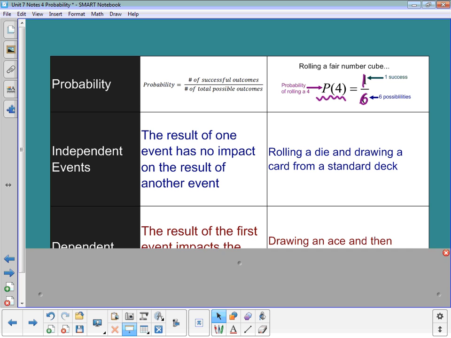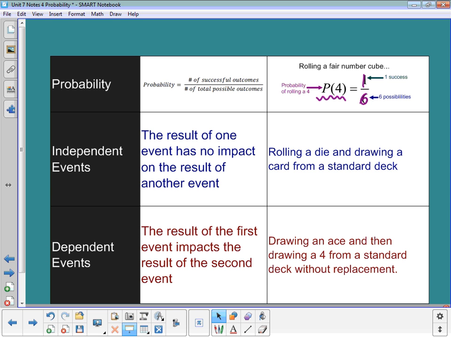Dependent events, however, now the result of the first impacts the result of the second. So for example, drawing an ace, then drawing a 4 from a standard deck without replacement. If I'm going to draw an ace out of a standard deck, I have 4 aces out of 52 cards total. But without replacement, meaning I don't put that back, now I only have 51 cards left. It changed my probability. I'm trying to draw a 4, there's 4 4s, but my probability changed from one to the next because I didn't put that card back.